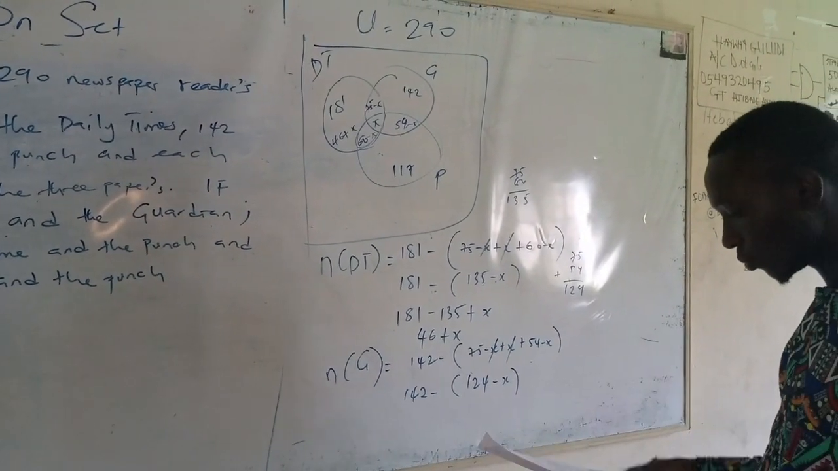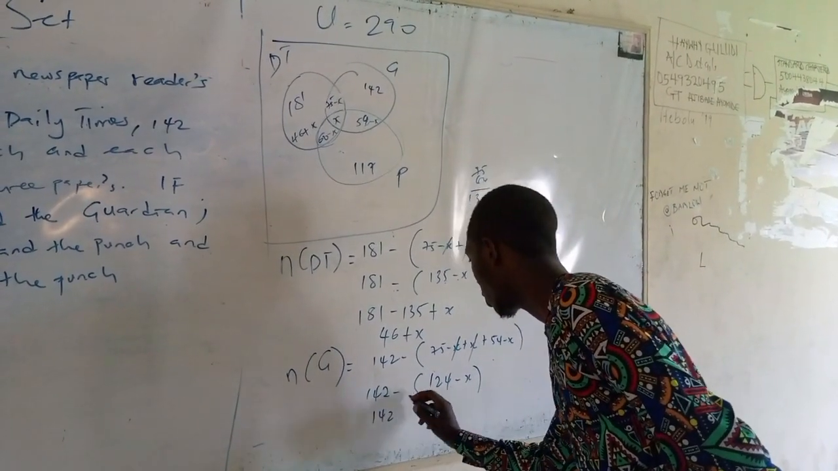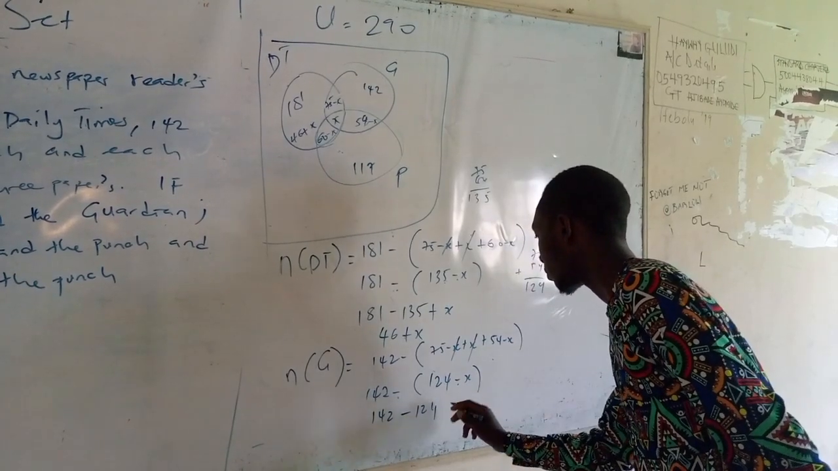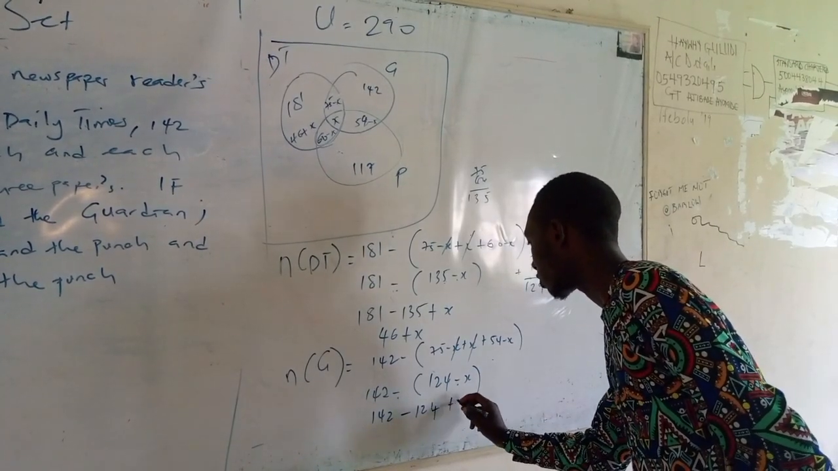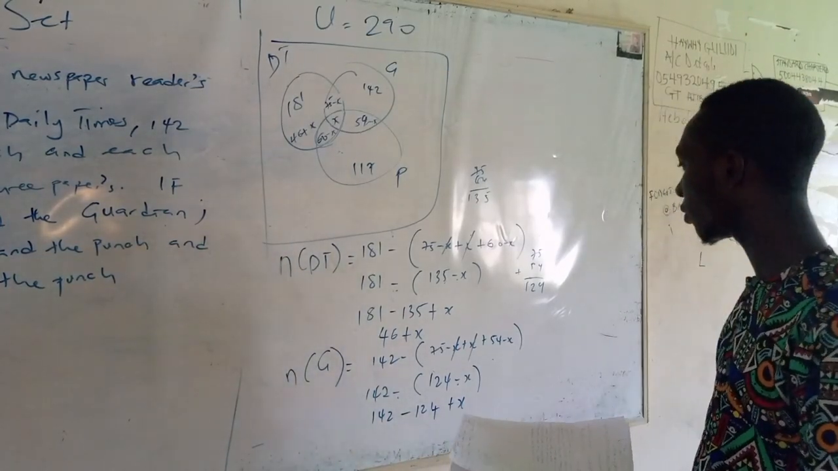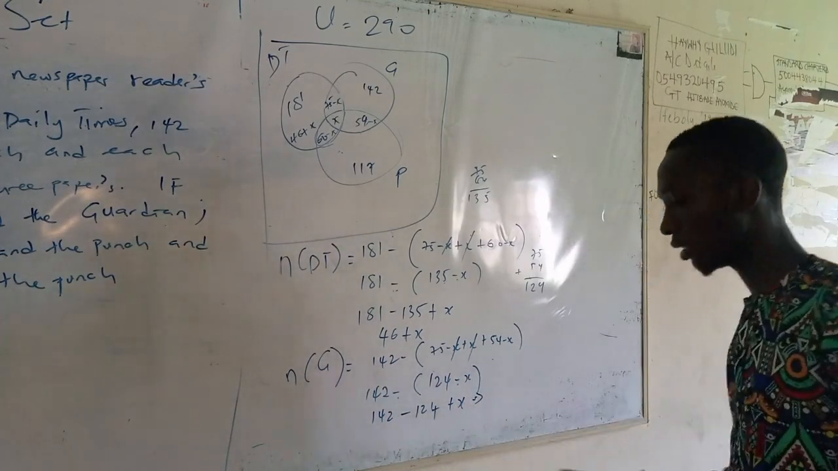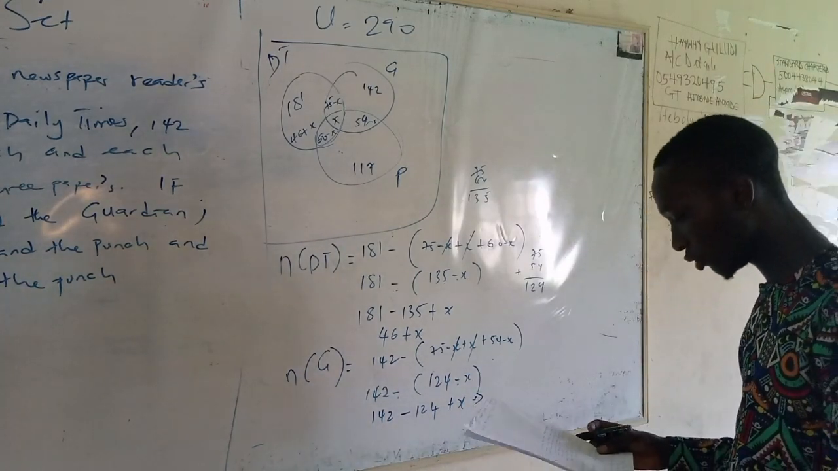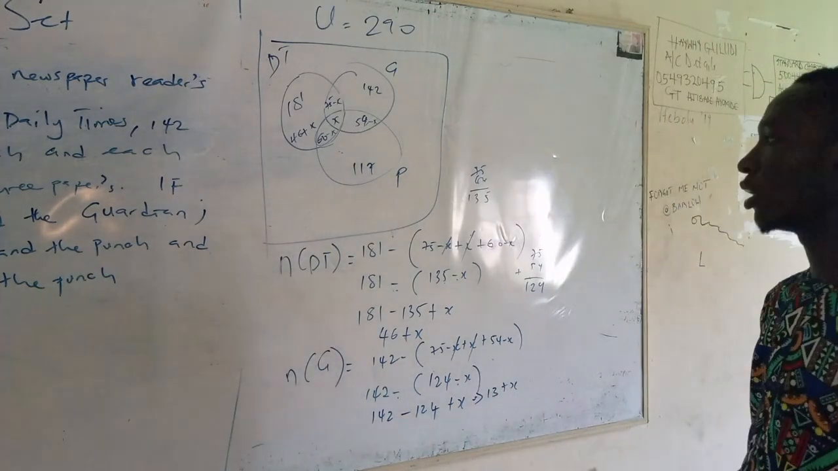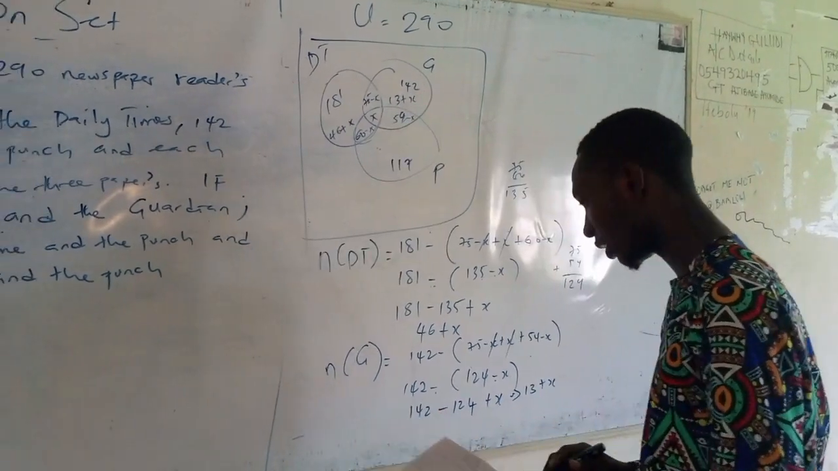Now use the minus to open the brackets. So we are left with 142 minus times 124 is minus 124, minus times minus is what? Plus x. So 142 minus 124, I'll be writing it here. 142 minus 124 should be 13. So it is 13 plus x. So therefore 13 plus x is for guidance.